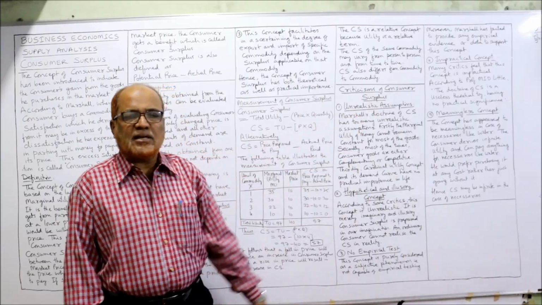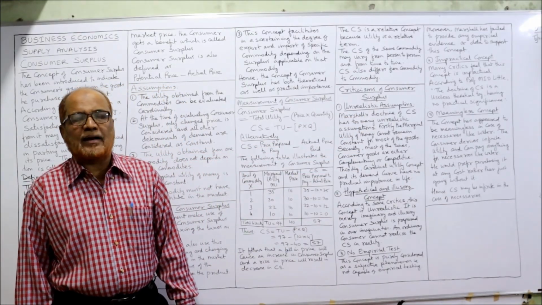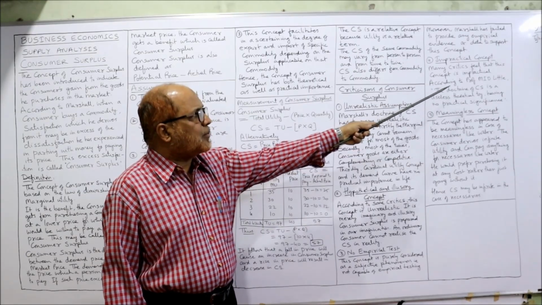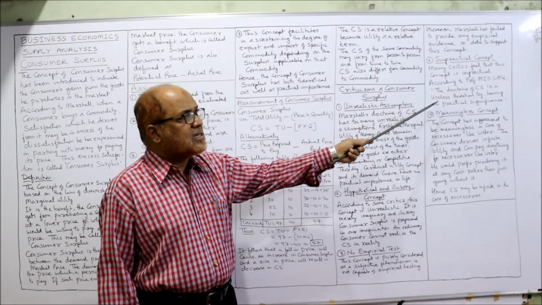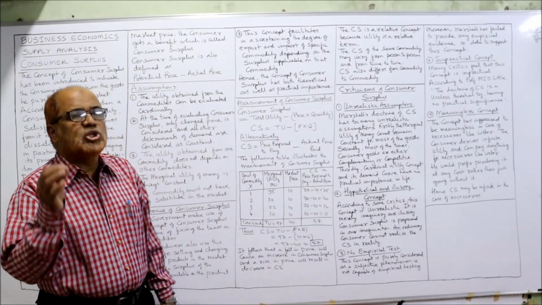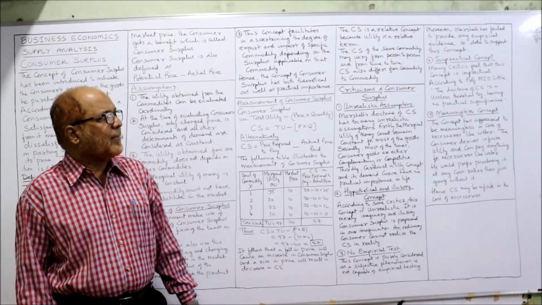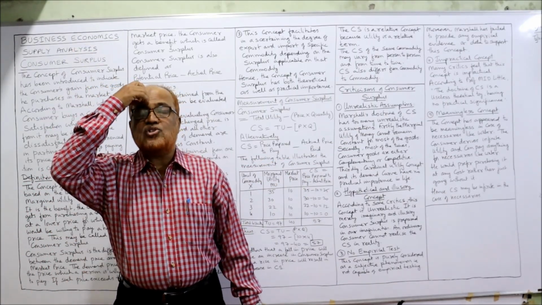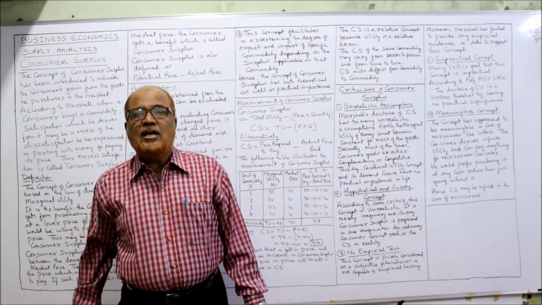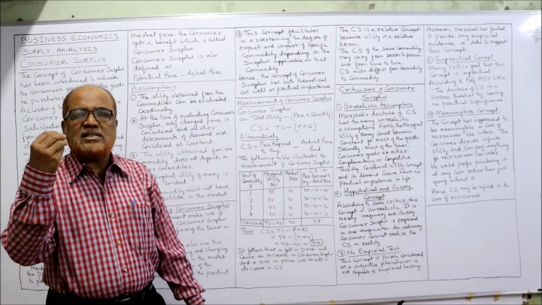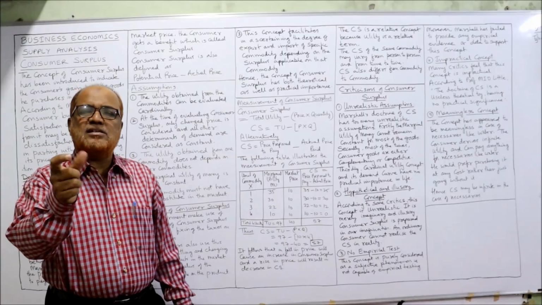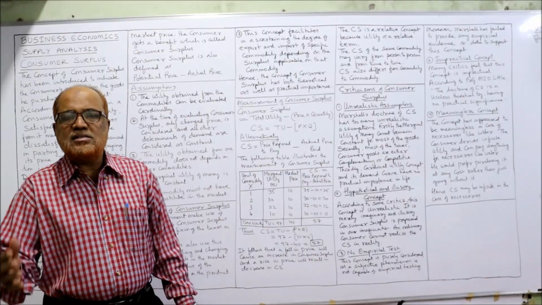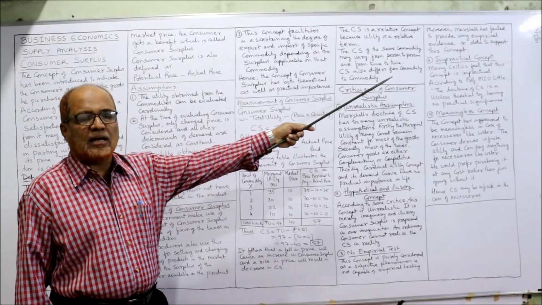Then impractical concept. The concept is not practical. Many critics feel that this concept is impractical. According to Professor M.I.D. Little, the doctrine of consumer surplus is a useless theoretical toy having no practical significance. He has gone to the extreme level of criticism. He says this is only a useless toy. This consumer surplus is a useless toy having no practical significance. This is the criticism, impractical concept.